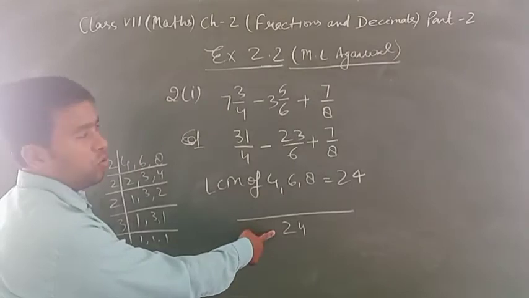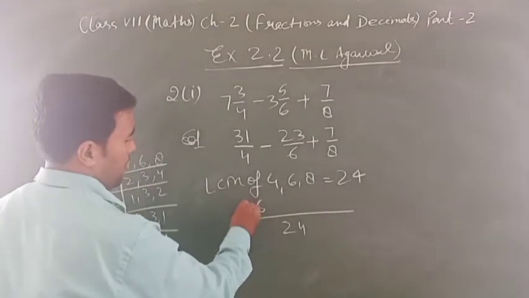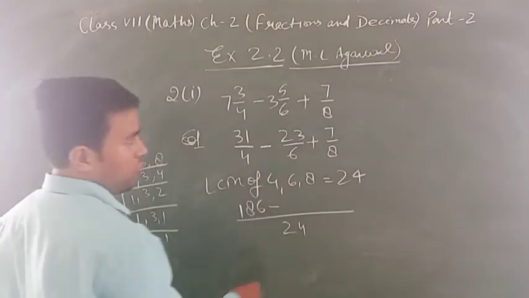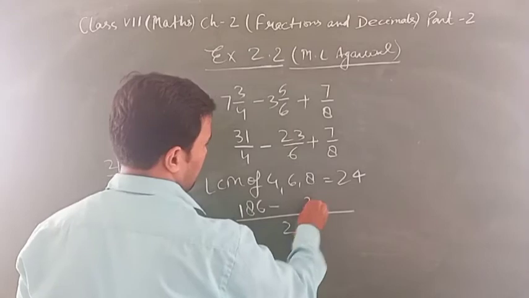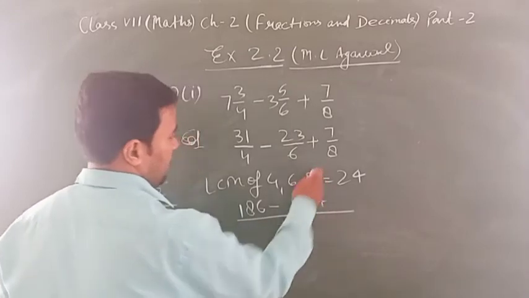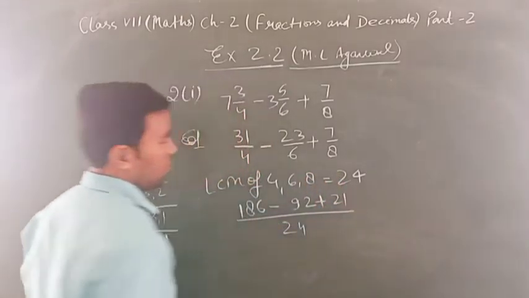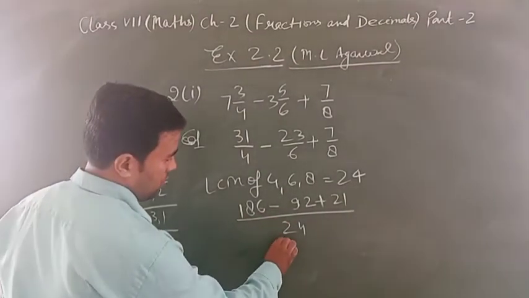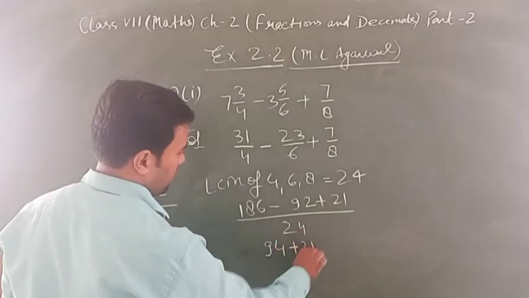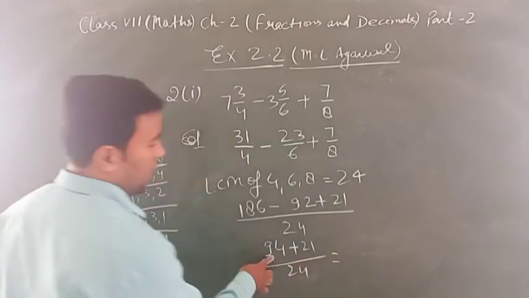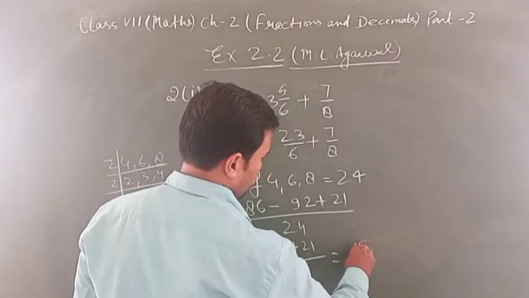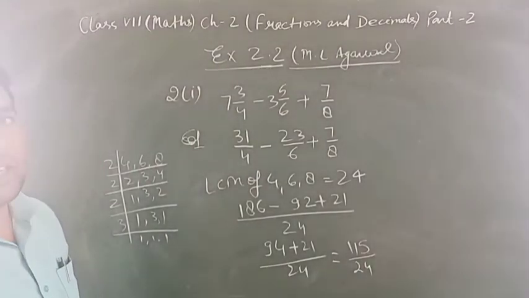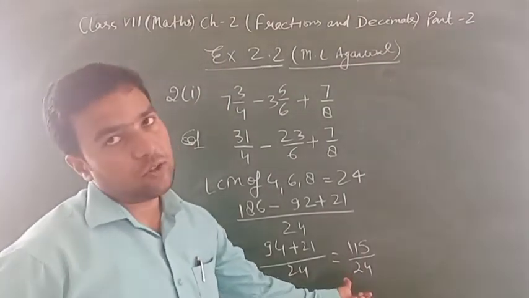4 6 is 24. 6 into 31 is 186 minus 6 4 is 24, 23 4 is 92. 8 3 is 24. 3 7 is 21. Clear? So 186 minus 92 is 94. 94 plus 21 is 115 by 24. If you want to change into mixed fraction, you can do it.